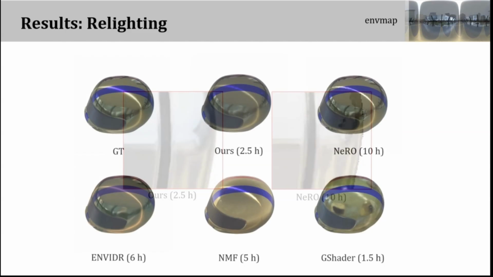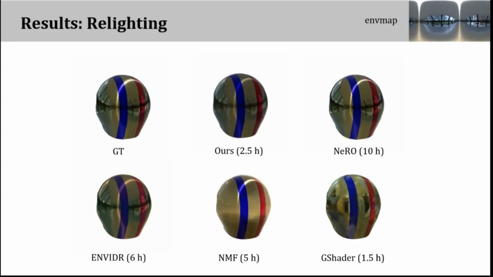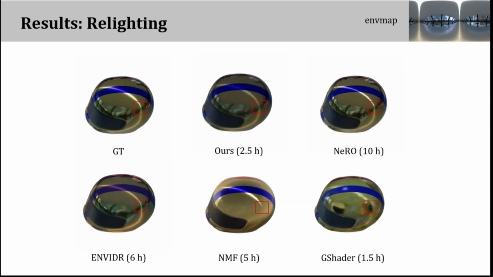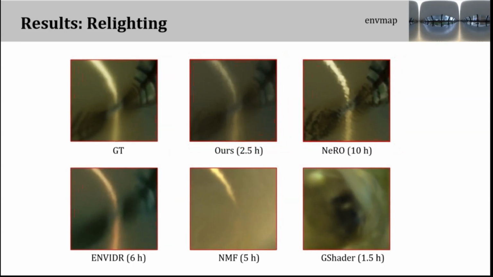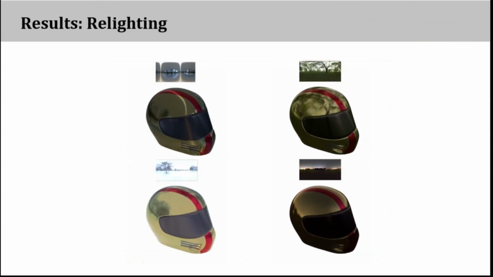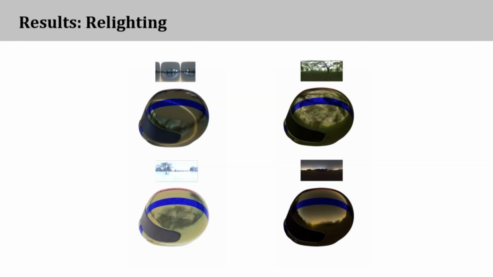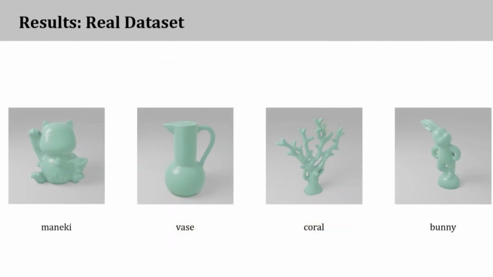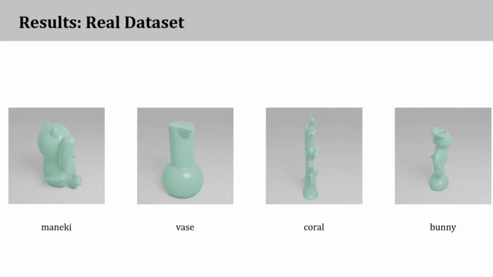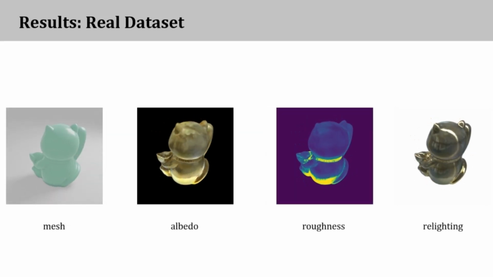Here is the relighting result in another scene. We can observe that other methods either have aliasing effect or blur the light information. We also show the relighting result under multiple unknown light conditions. Here are some geometry reconstruction results on the real dataset. We also show some material reconstruction and relighting results.